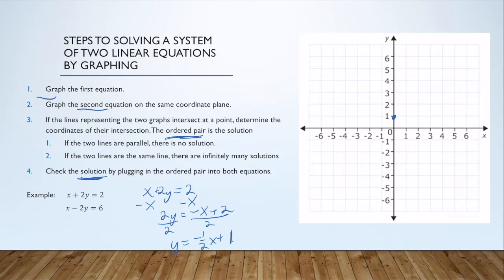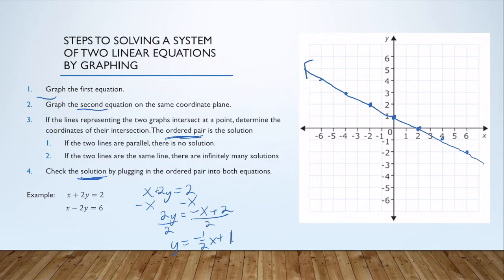Slope is rise over run. My slope is negative 1/2, so I'm going to go down 1 over 2. So here's my equation. Let's go ahead and find a bunch of points, so hopefully it'll be easier to identify where our two lines intersect.